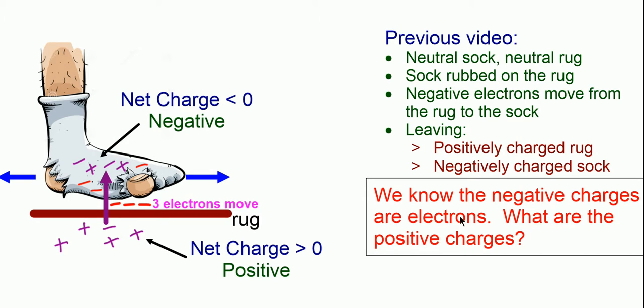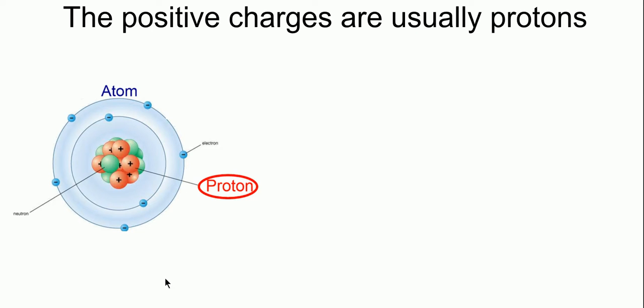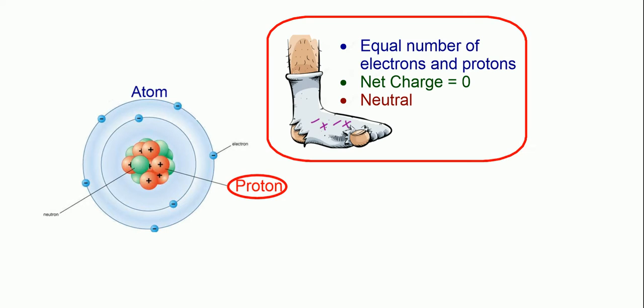Now we know the negative charges that move are electrons. Electrons are very light, easy to remove from atoms. They're the things that move when we have negative particles, negative charges moving. The question is, what are the positive charges? Well, looking at the atom, the positive particle here is a proton, isn't it? It's positive. Here are the electrons on the outside. The neutrons are neutral. So the positive charges are usually protons. Electrons are negative, protons positive.